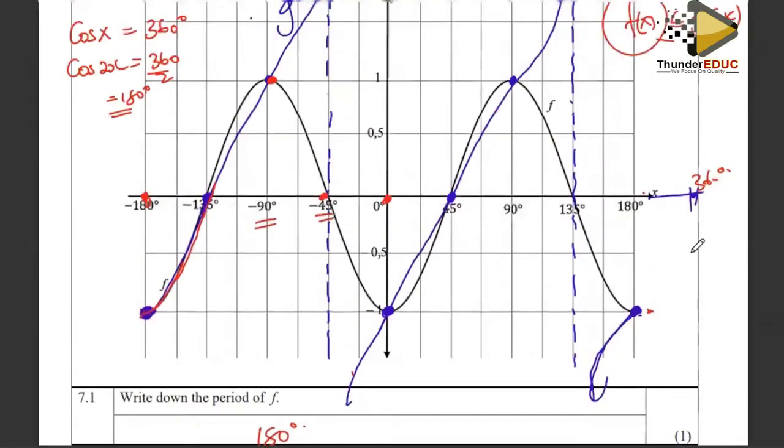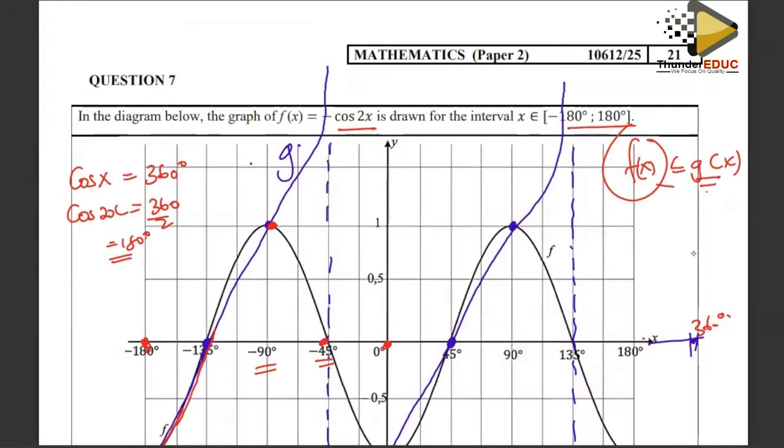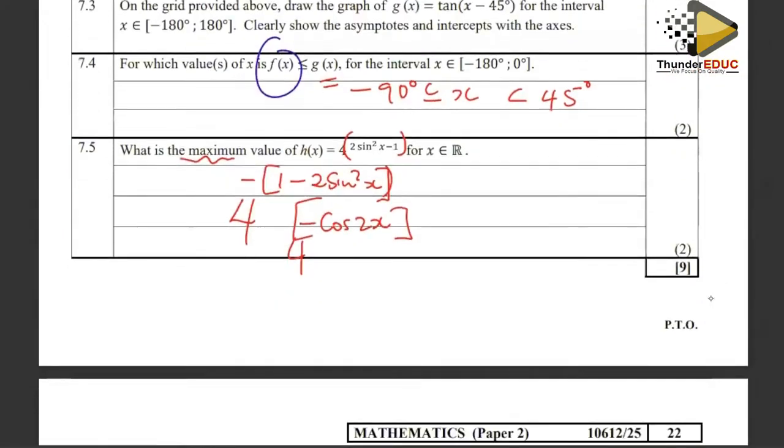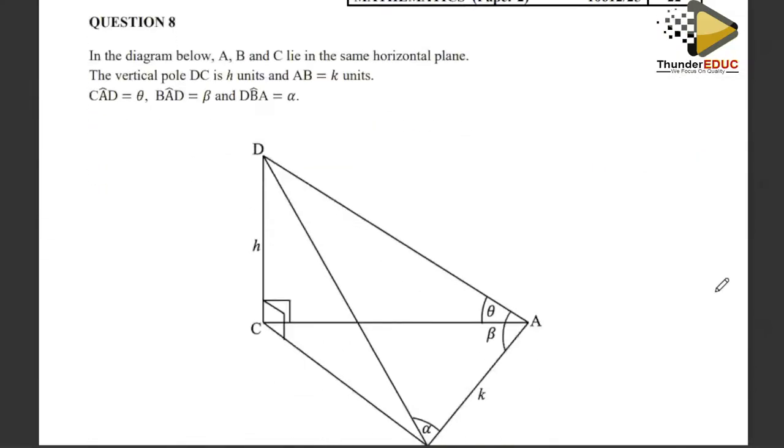Remember, initially, the graph was a negative cos 2x. So its maximum is a 1, okay? Meaning that where there is this graph, I'll just put exponent 1, and then my answer becomes F4. Okay, so that is question number 7. All right, we move on to question number 8.